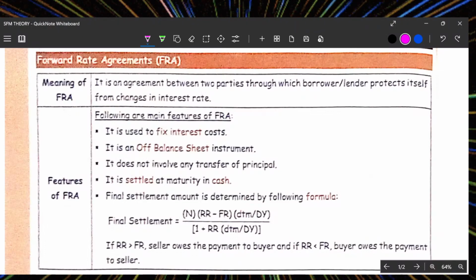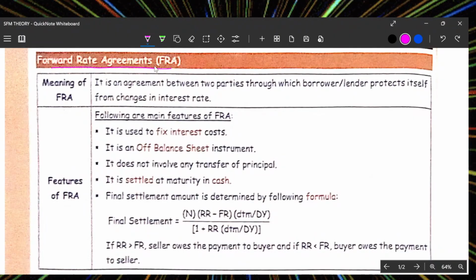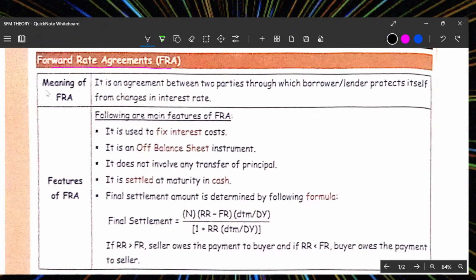So next, forward rate agreement. How does this forward rate agreement work? You'll see. Meaning of forward rate agreement.